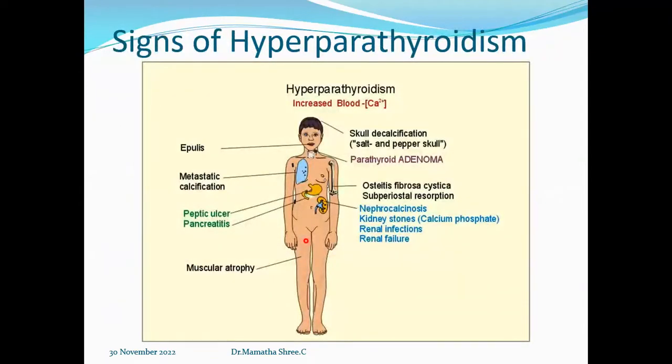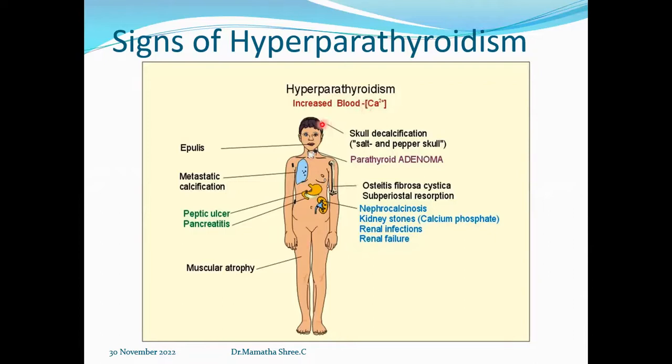So what can be the signs of hyperparathyroidism? When there is hyperparathyroidism, there is increased PTH, causing an increase in the blood calcium levels, right? Now, if there is increased parathyroid hormone, what is it going to do? It is going to cause excessive bony resorption. If there is excessive bony resorption, there will be excessive loss of calcium from the bone into the blood. Therefore, there is an increase in the blood calcium level.